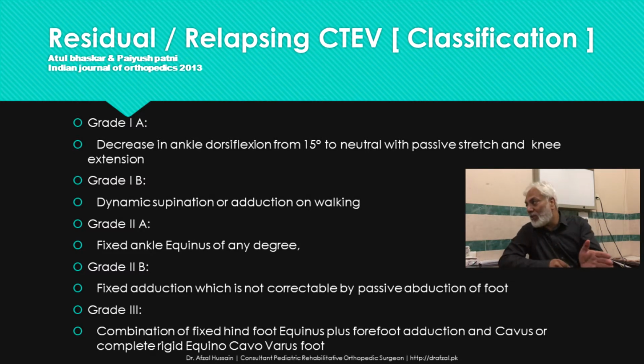So you see the dynamic change. The gait is not normal, otherwise the feet are normal. This is 1B. Then grade 2A, fixed ankle equinus of any degree. Grade 2B, fixed adduction which is not correctable by passive abduction of the foot, that is, the varus is fixed. And grade 3 is a combination of fixed hindfoot equinus plus forefoot adduction and cavus, or a complete rigid equinovarus foot. So these are the classifications by Bhaskar and Piyush Patani.